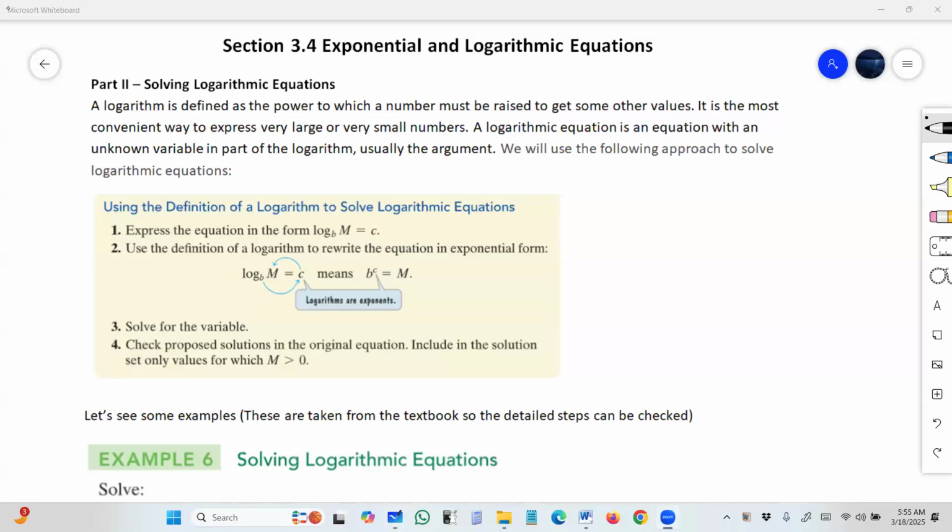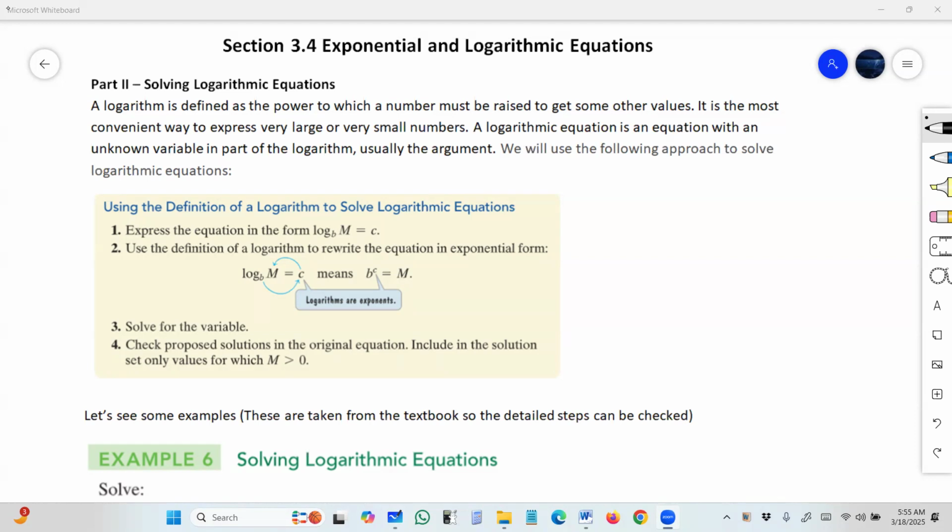Hi, hello everyone. So again, this is the video dealing with section 3.4, exponential and logarithmic equations. And this is the second part of the section video dealing with solving logarithmic equations. So different from the exponential equations, the log equations are very easy to solve.